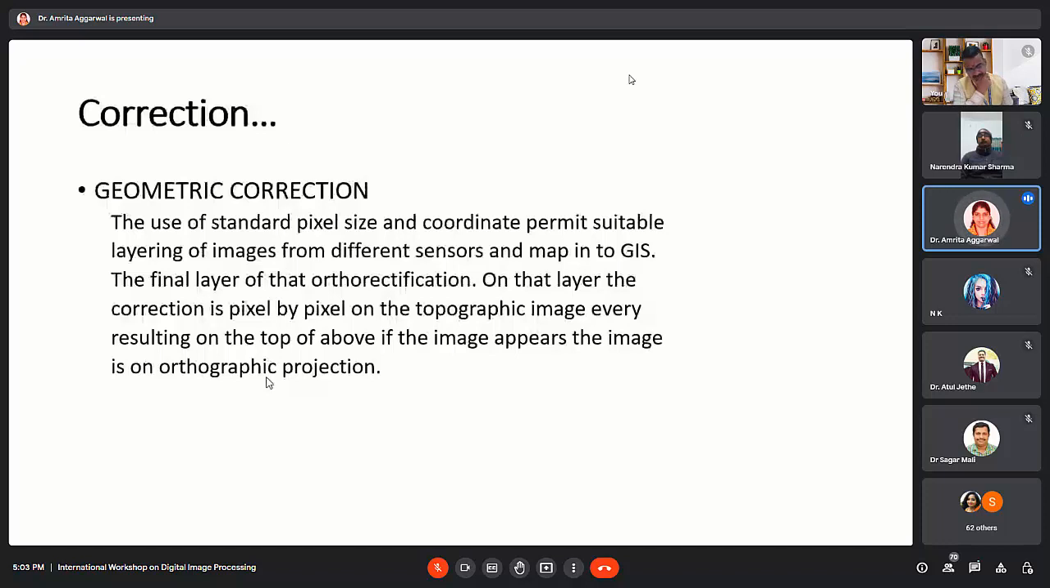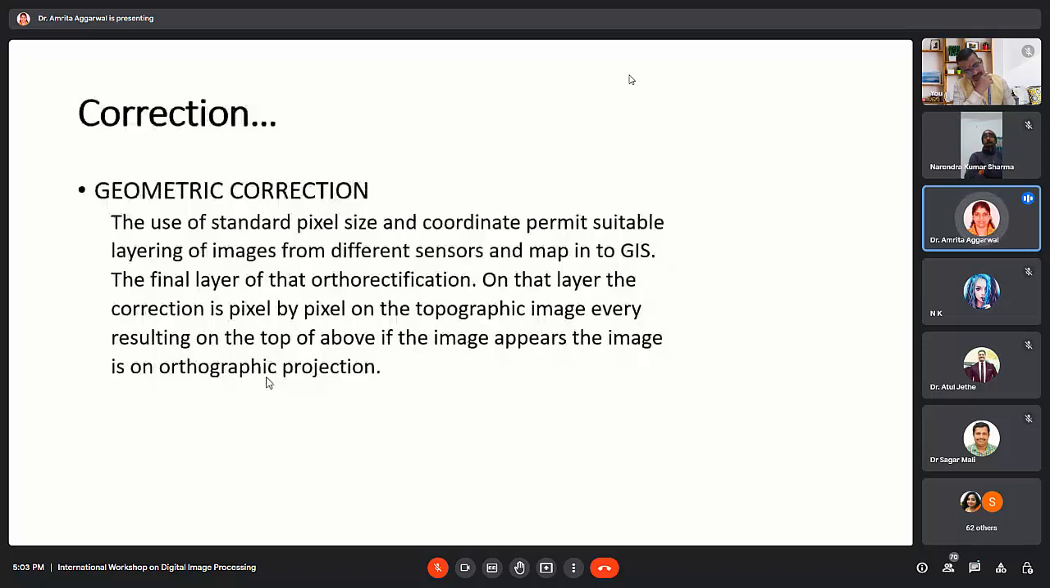Any land parcel, that is any smallest part of land, can have up to 15 layers also. Now if I want to merge all the 10 to 15 layers, it is difficult for me to do the correction in every layer. So what I will do is I will just merge all the layers and in the end I will rectify.